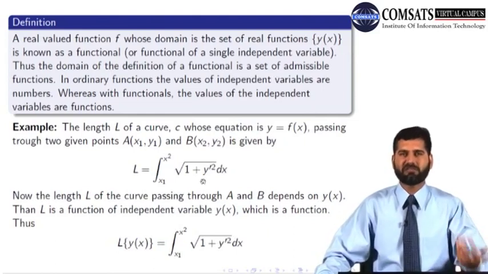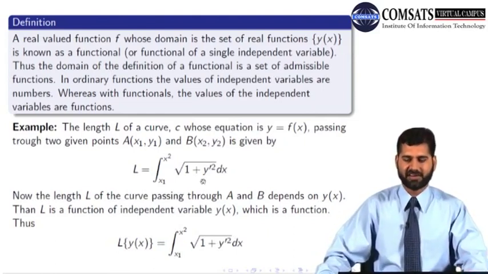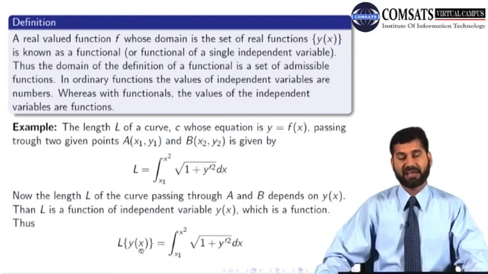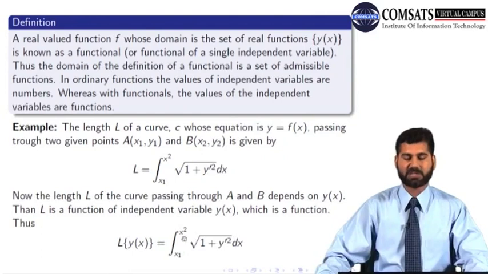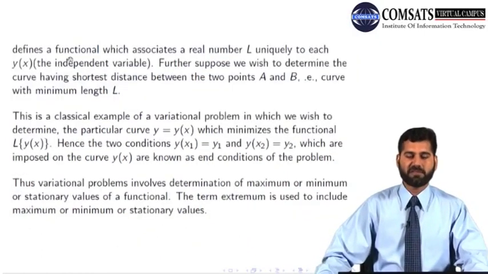But changing the function will change this length, which is a function. So thus L is a function of y of x, which is the integral from x1 to x2 of square root of 1 plus y prime square dx. It's not x square, it's x2. So this defines a functional which associates a real number L uniquely to each y of x, the independent function.